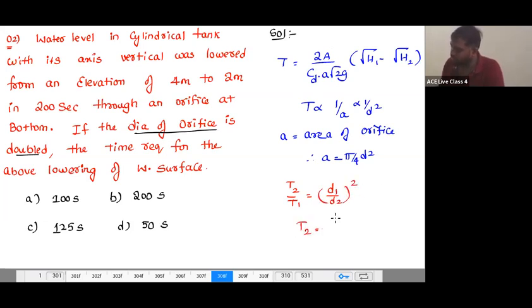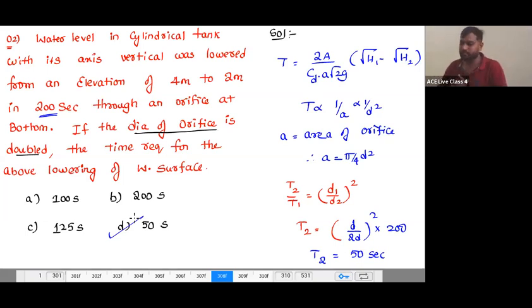So T2 is equals to d2 by d1, that is d by 2d whole square into T1. What is T1? T1 is 200. So what is the answer? 50 seconds. The answer is going to be 50 seconds.